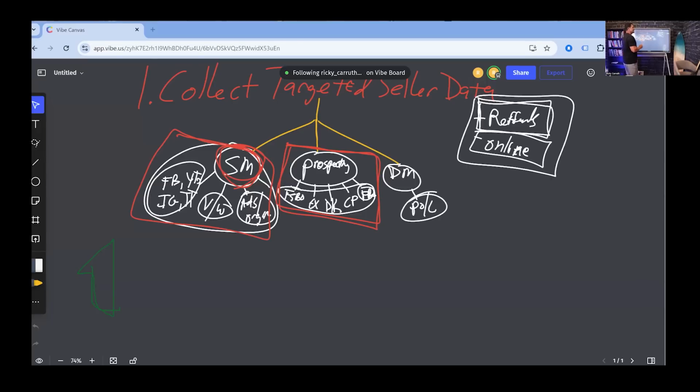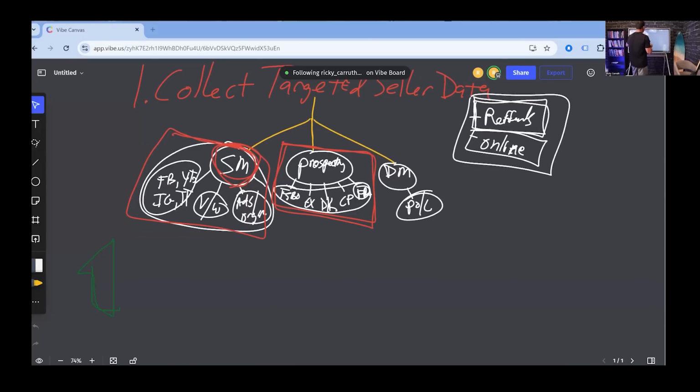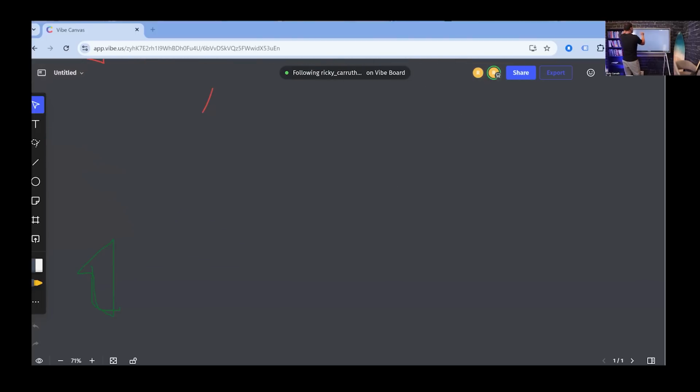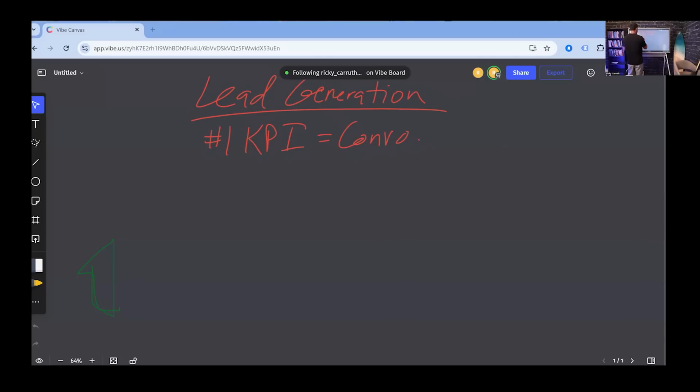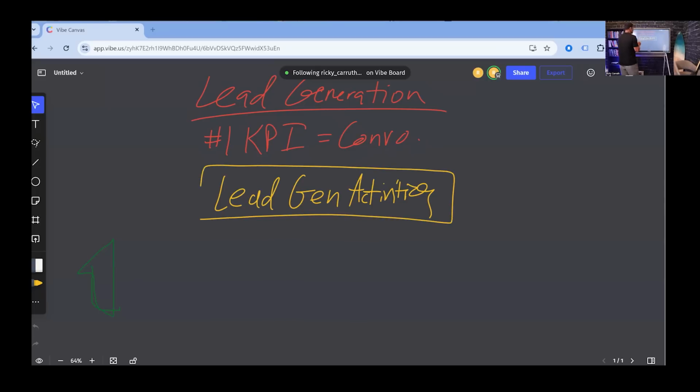What I'm saying is that I understand what the KPI of lead gen is. With lead generation, I understand the number one KPI, key performance indicator, is a conversation. How do I know that? Why do I say that? Well, I'll tell you why. Because when you look at lead gen activities, okay, let's just put all lead gen activities in this box.